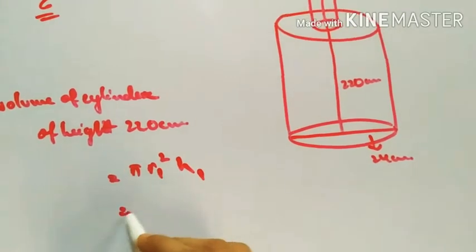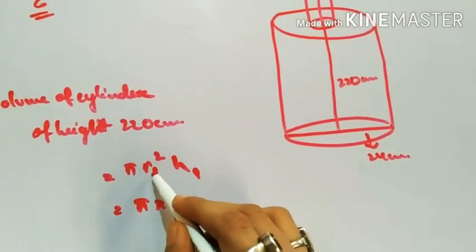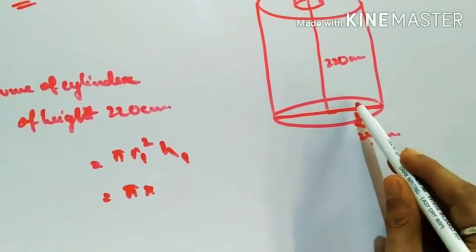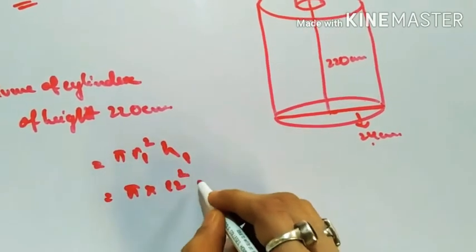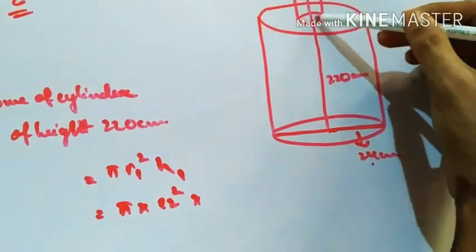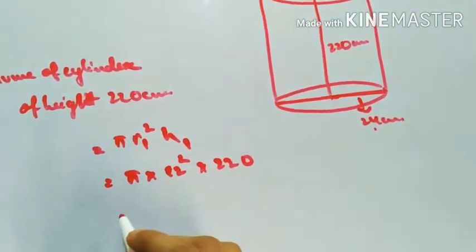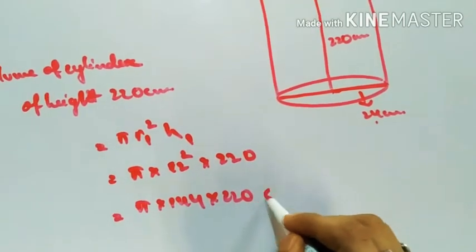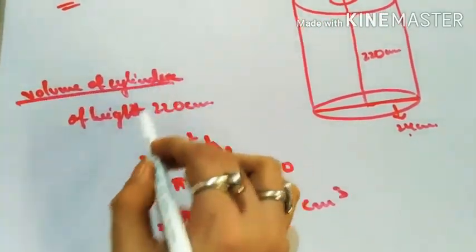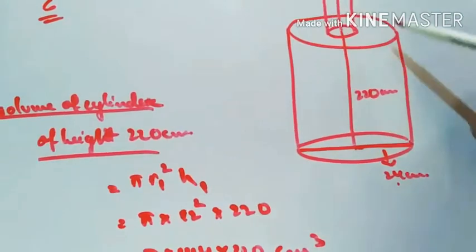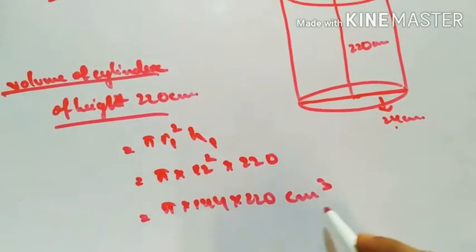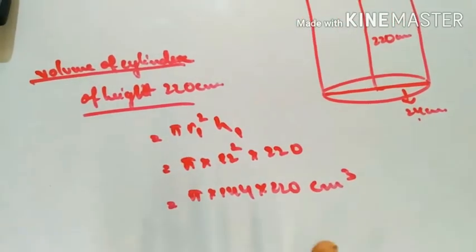Okay, which will be equal to pi r1 square. Its diameter is 24, so radius will be 12 square into h1, which is 220. So pi into 144 into 220 centimeter cube. This is the volume of this cylinder. Let's keep it like that.